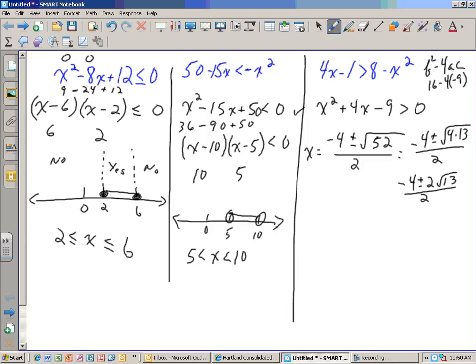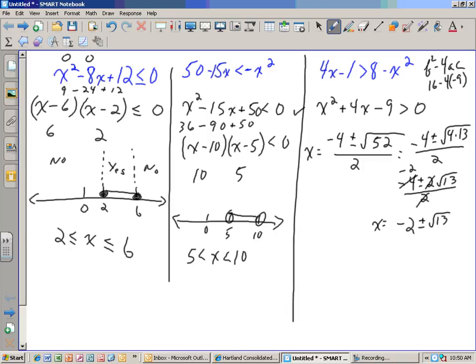And each one of these terms is divisible by 2. So I have a 1 on the bottom, which is nice. Here I have negative 2, and here I'll have 1. So my solution is negative 2 plus or minus the square root of 13, and that's what x is equal to.